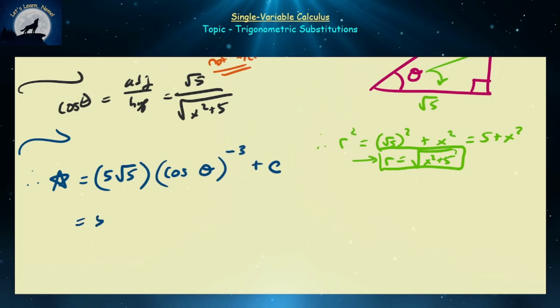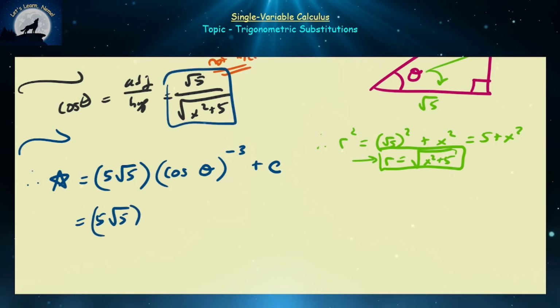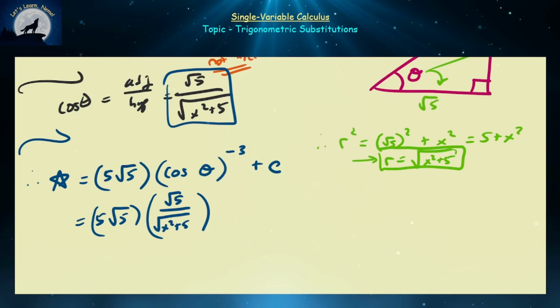So this is going to turn into what? We have 5 times the square root of 5, and then the cosine of theta. Well, what's the cosine of theta? It's this little radical looking thing. So that's going to be equal to the square root of 5 divided by the square root of x squared plus 5, all raised to the power of minus 3 plus c.